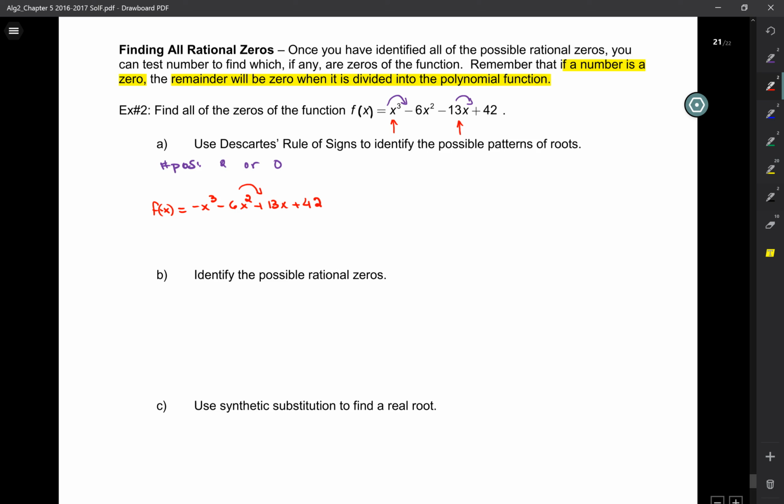So let's see what the chart looks like. It's either 2 positive and 1 negative, or 0 positive and 1 negative.